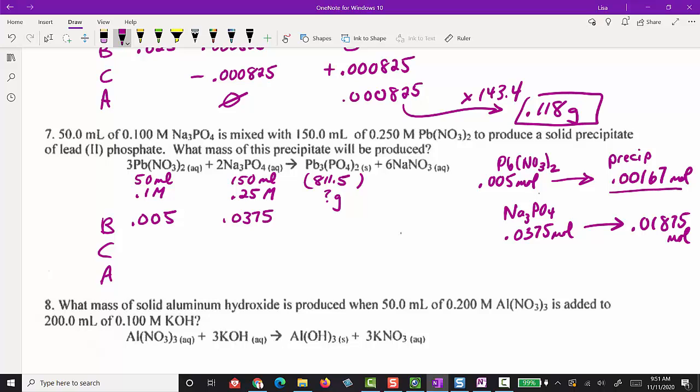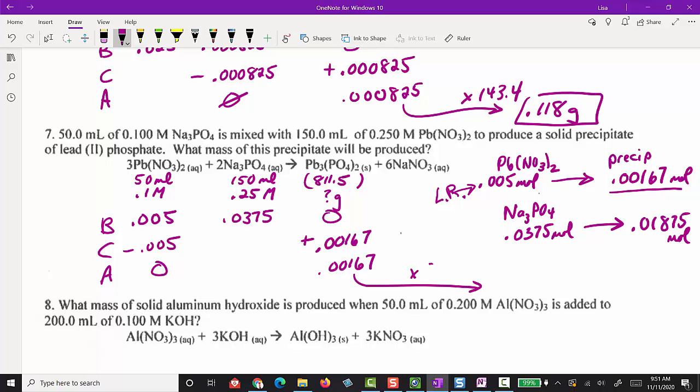This one makes fewer, so that is my limiting reactant. This is the one that's going to go to 0. Then it's going to make 0.00167, and then times 811.5 gives 1.36 grams of our precipitate.